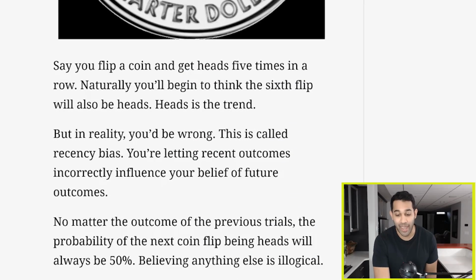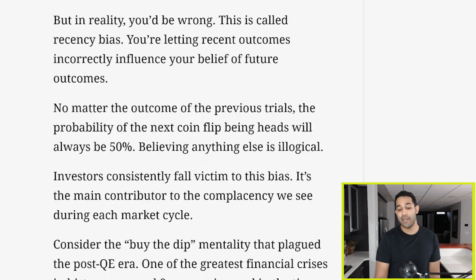So say you flip a coin and get heads 5 times in a row. If that happens, you'll naturally start to think that the 6th flip will probably be heads too, because heads is the trend. But in reality, you'd be wrong.